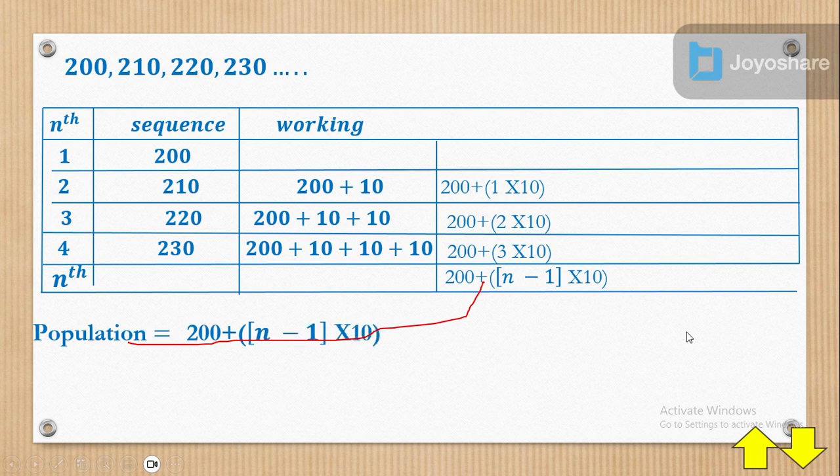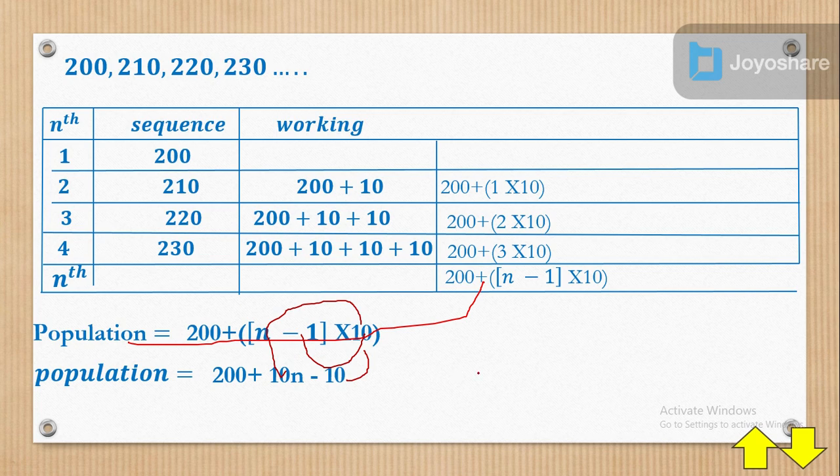Now simplifying, we shall have population is equal to 200 plus, you expand, you realize that if you multiply 10 times n, you get 10n. Then negative 1 times 10, you get a minus 10. There we are. So population will now be equal to, when you subtract 200 minus 10, you get 190. Now the 10n remains. So the formula is 190 plus 10n.